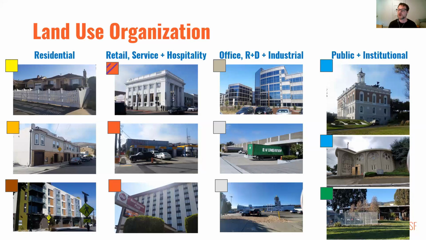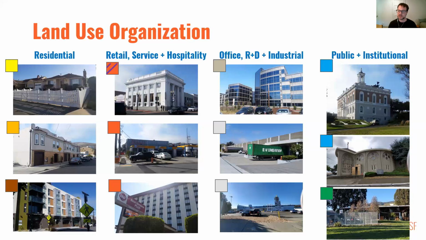There are also a series of public and institutional uses within the city. The public uses are shown with a blue category. These include city-owned and operated buildings like City Hall, but they also include things like churches and schools, which are operated and owned by other entities. And green shows parks and open space.